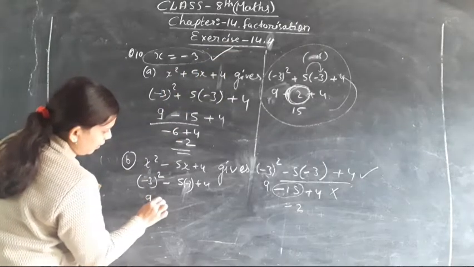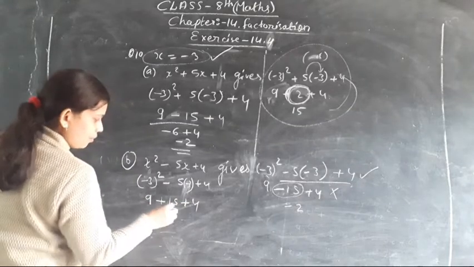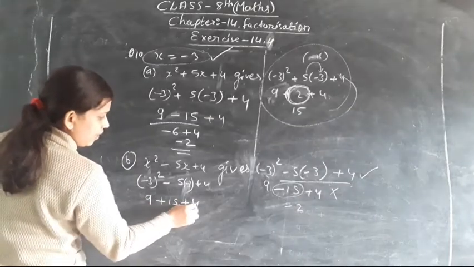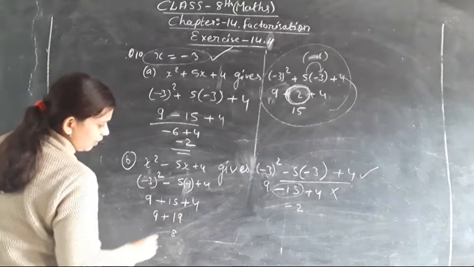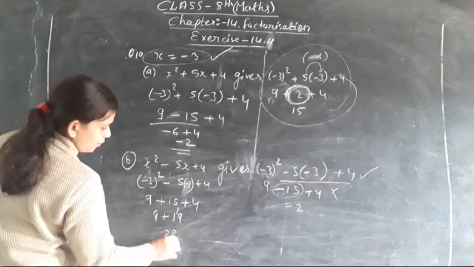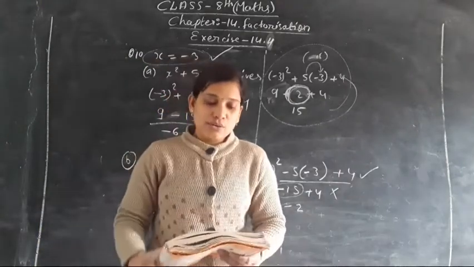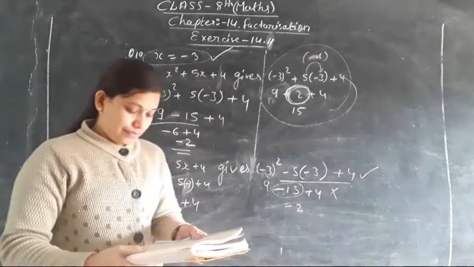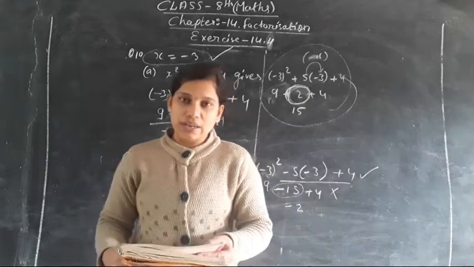So here it will be 9, here it will be again plus 15 plus 4. So 15, 16, 17, 18, 19 plus 9. So 9 plus 9 is 18, 1 carry 1, 2. So what is the answer we are getting over here? The answer we are getting is 28, which is the correct one.